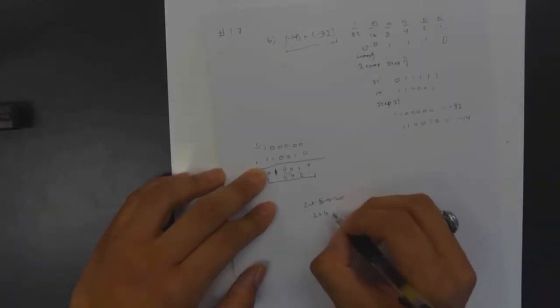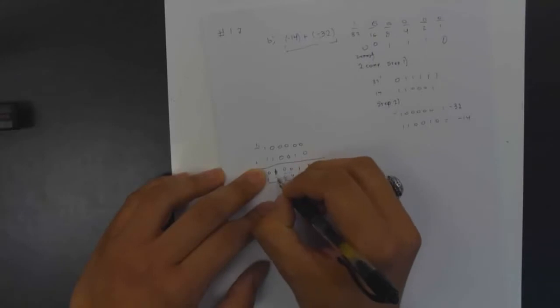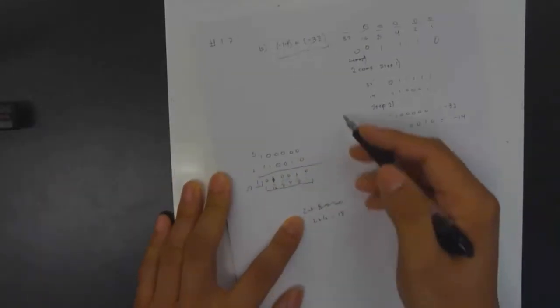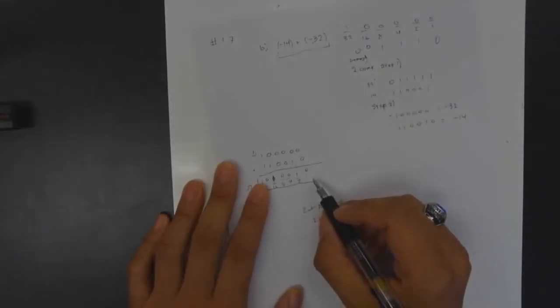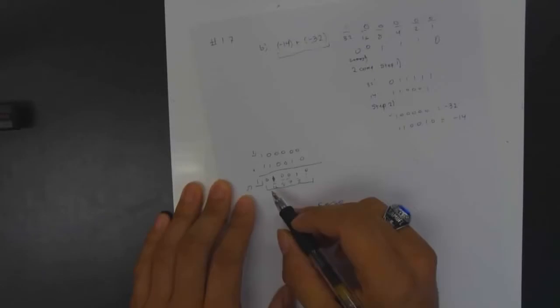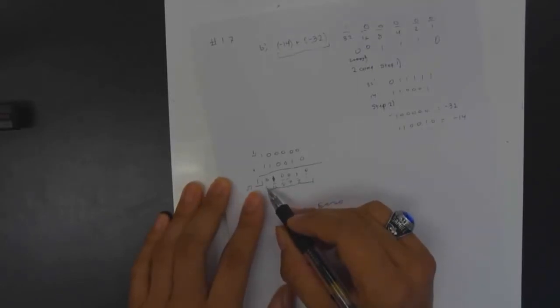2 plus 16 equals 18. That's definitely not the sum of these two. So that's how we know we overflowed. We cannot represent this number in 6 bits. We'd need 7. So that's why we overflowed.